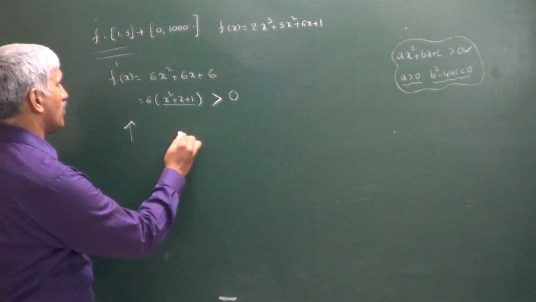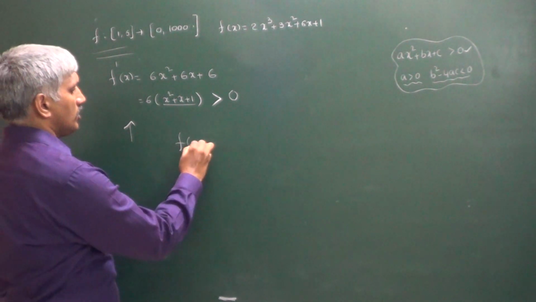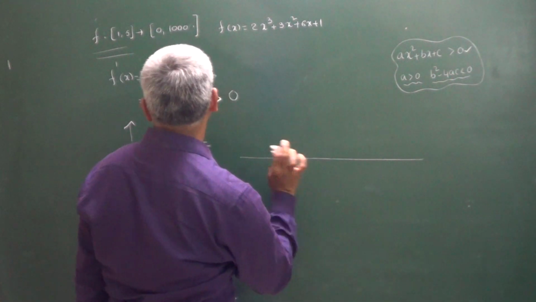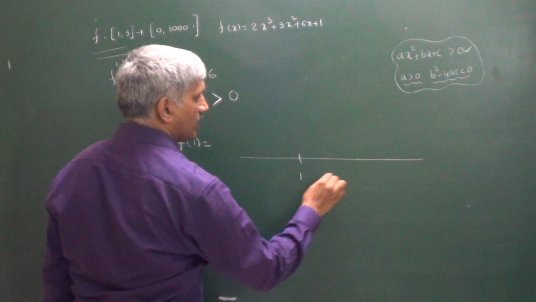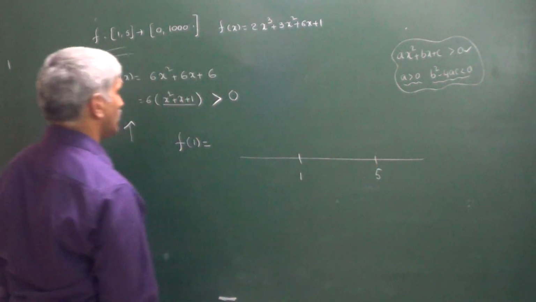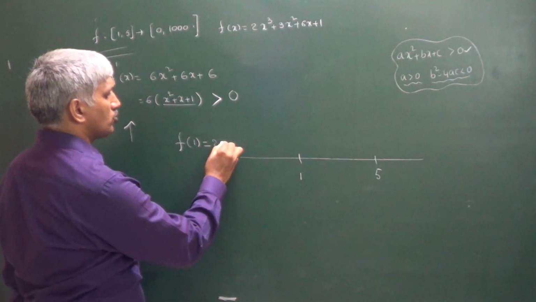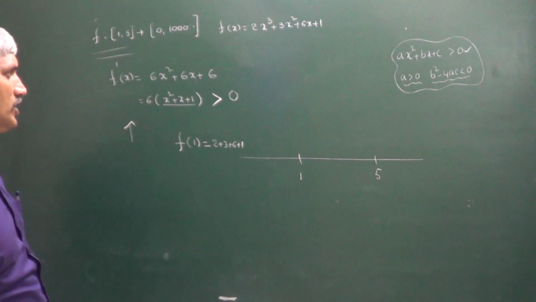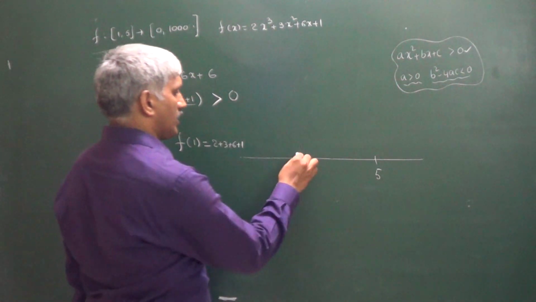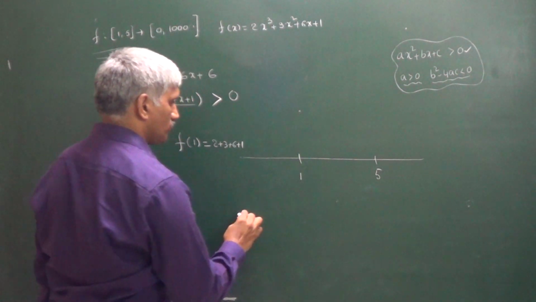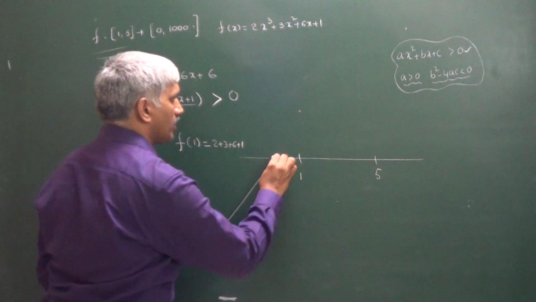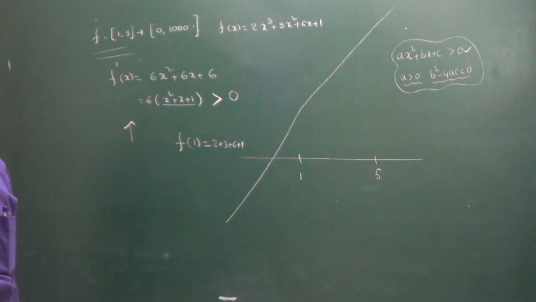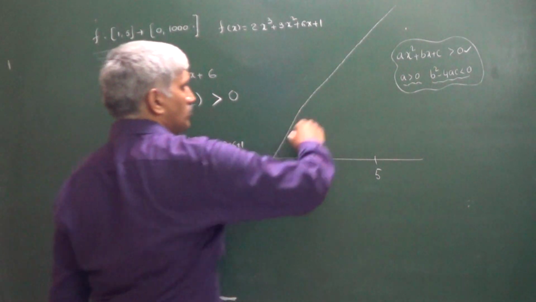Now tell me, what is f of 1 value? F of 1 is equal to 2 plus 3 plus 6 plus 1. F of 1 is equal to 12. The function is an increasing function, right? So somewhere here 1 is there, somewhere here 5 is there. So the function graph we are getting like this. It is a strictly increasing function, so the graph is going like this.